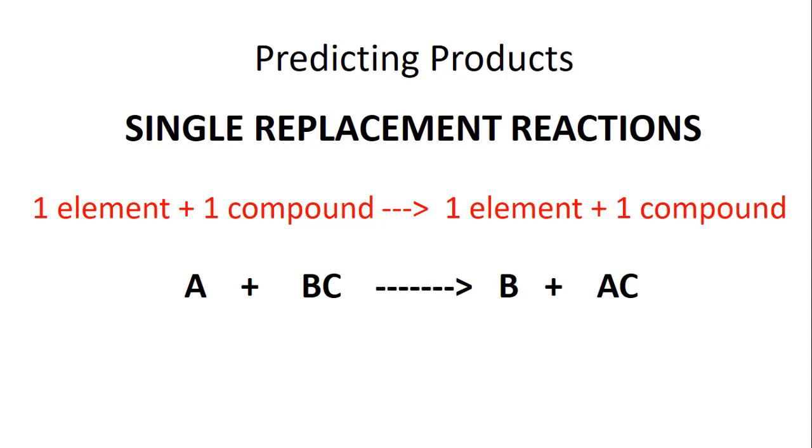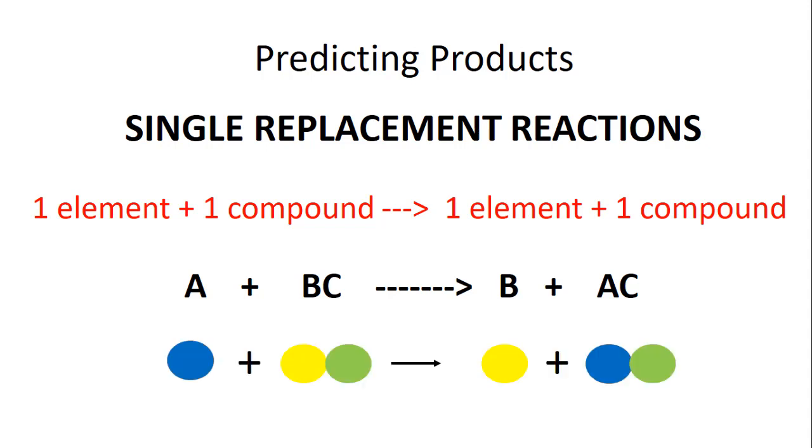Notice in the chemical reaction that A and B are switching places. In many of these reactions, we will see A as a metal. B is a metal ion. In these chemical reactions, A will kick B out of the compound and replace it. In other words, A and B switch places. Visually, we can show this with circles. Notice how the blue circle kicks out the yellow circle.